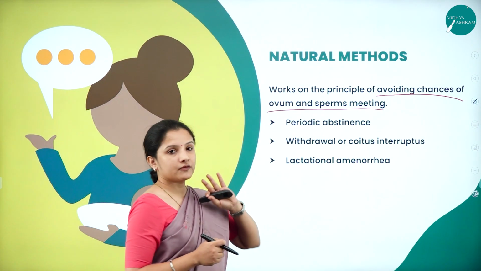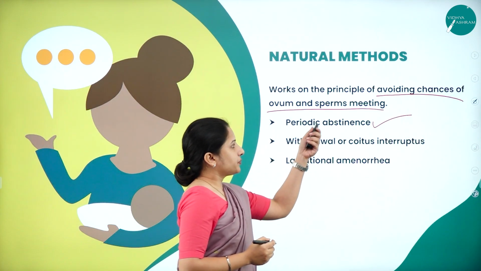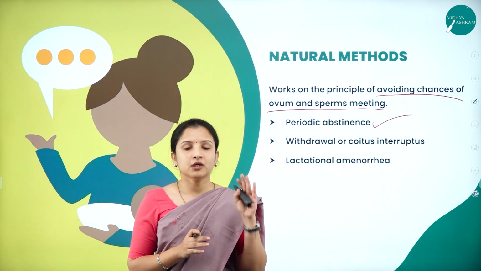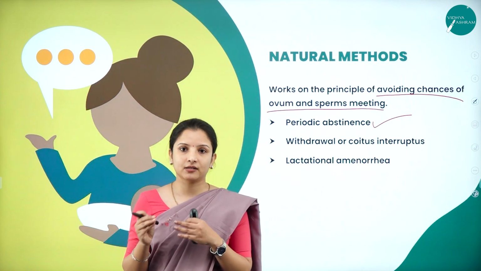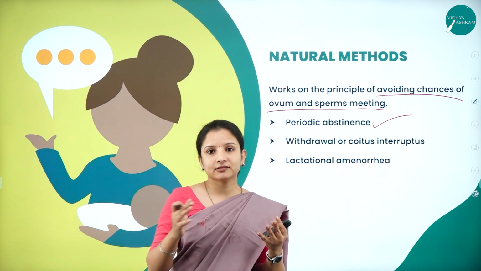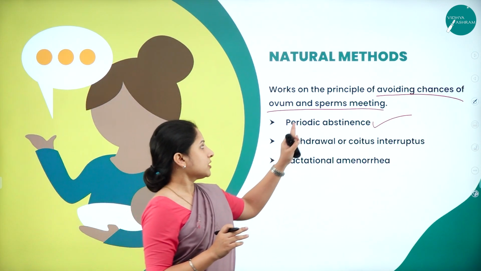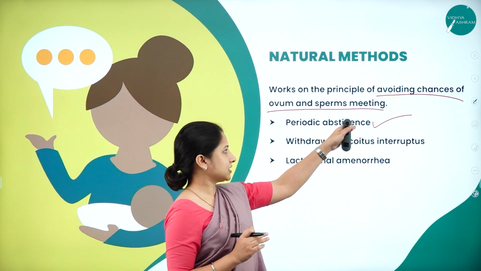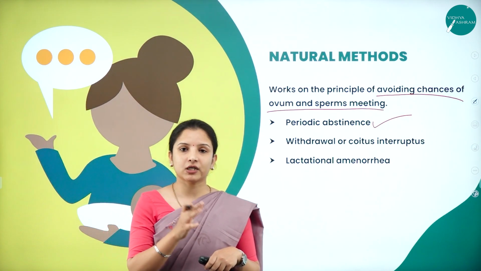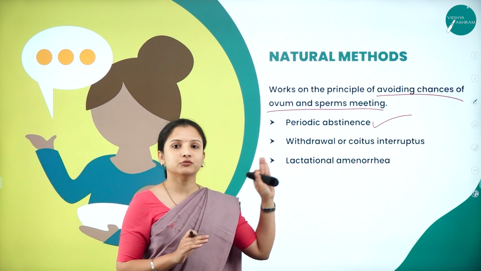Under this, there are 3 types of natural or traditional methods of contraception. One is periodic abstinence. You know that the woman's menstrual cycle runs from the first day to the 28th day, right? The bleeding takes place in the first 3 to 5 days, and on the 14th day she'll start producing the egg, right? So on the 14th day, which is when ovulation takes place, and for a few days after that, you have to prevent sexual intercourse from taking place. That is periodic abstinence. This is one of the natural methods.